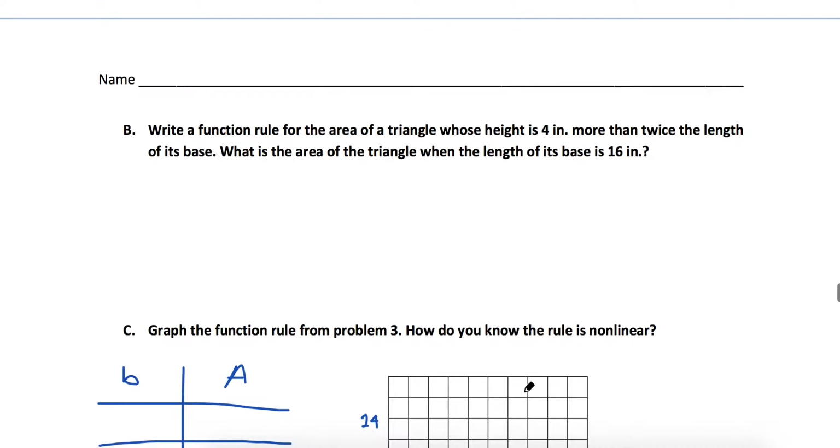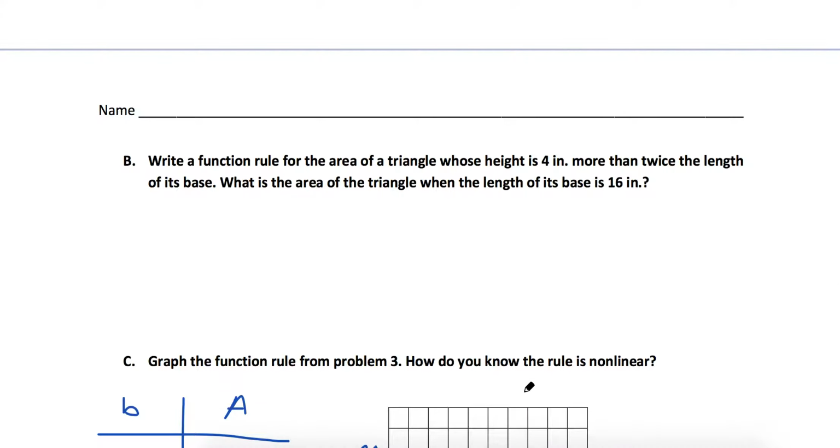One last example here. Let's write a function rule for the area of a triangle whose height is 4 inches more than twice the length of its base. Our general formula for the area of a triangle is area equals 1/2 base times height. But now we're going to replace our height with the fact that the height is 4 more than twice the length of the base. Twice the base would be 2b. 4 more than twice the base would be 2b plus 4.